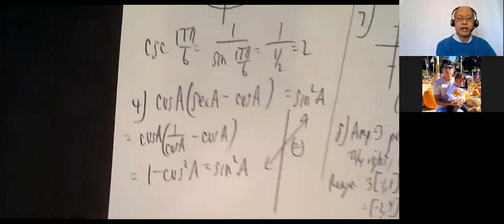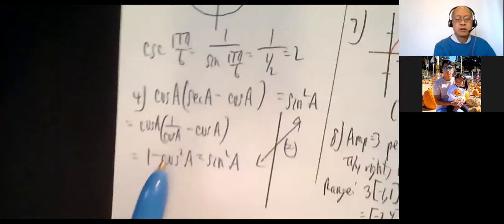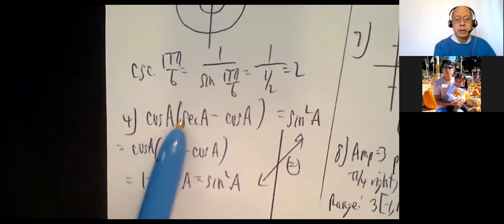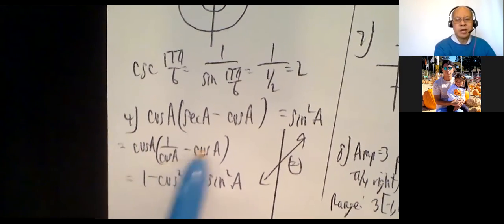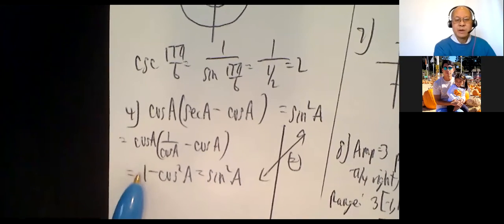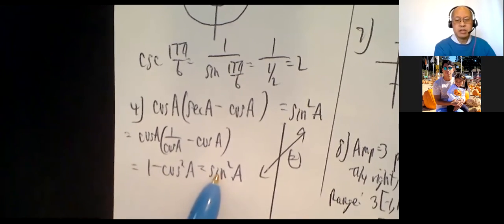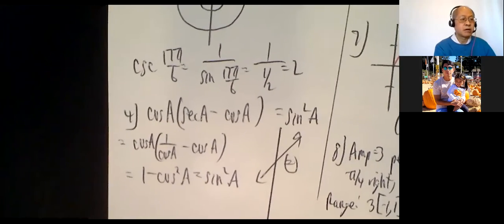Number 4, prove the identity. So cosine A times secant is 1 over cosine A minus cosine A. 1 minus cosine squared A, which is sine squared A. So that takes care of that right away.